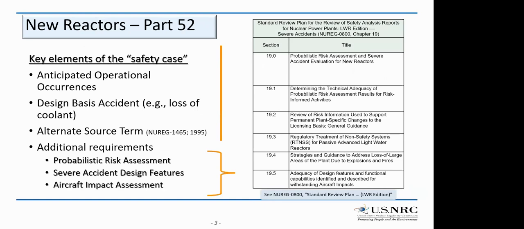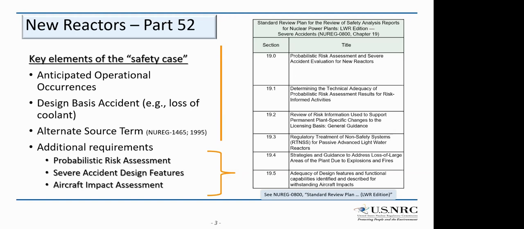Then over time, as we moved into Part 52 and looked at the potential to regulate another generation of plants, it was an opportunity to expand on the safety case, to incorporate Commission policy statements that were developed in the 1980s on severe accidents, advanced reactors, and the safety goal policy statement. We also addressed policy statements from the 90s on probabilistic risk assessment.